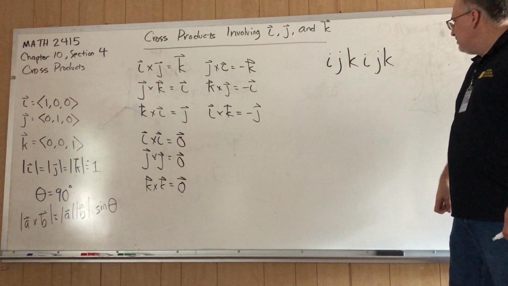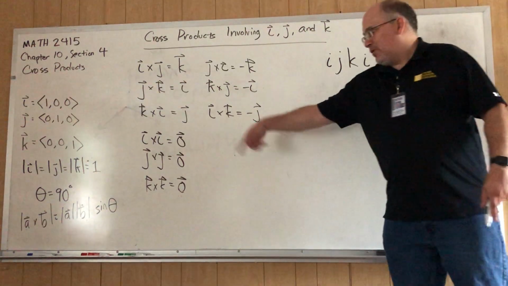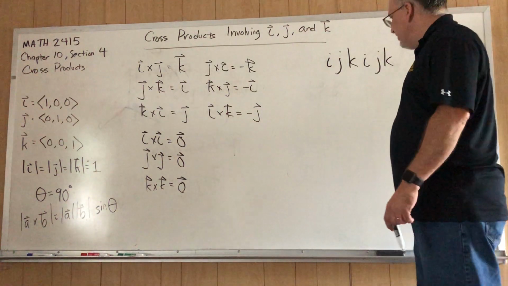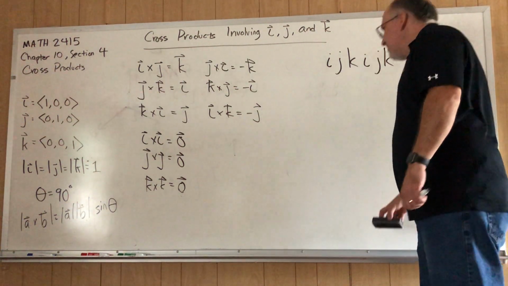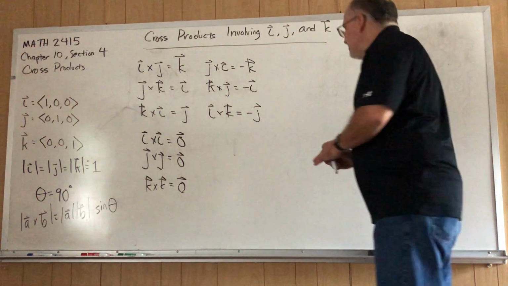I already said that one. Anyway, so it's all of those. And of course, a cross product of anything with itself is equal to the zero vector. Now, how can this help us in actually finding cross products? Well, it can help us this way.